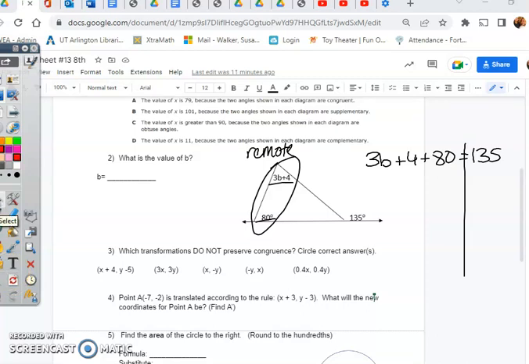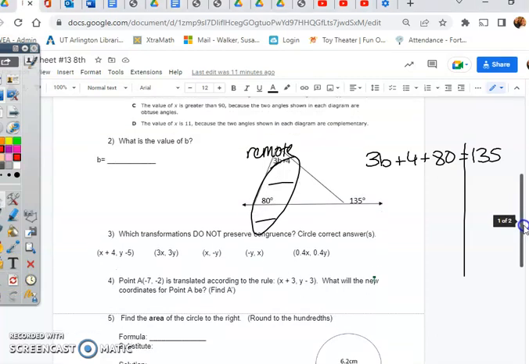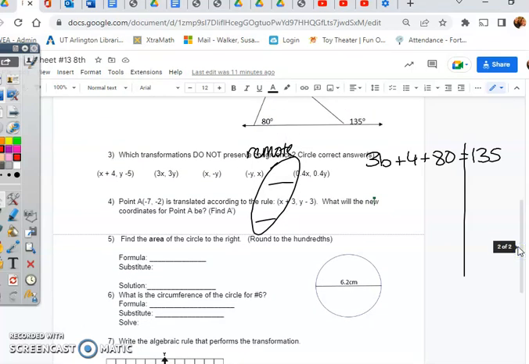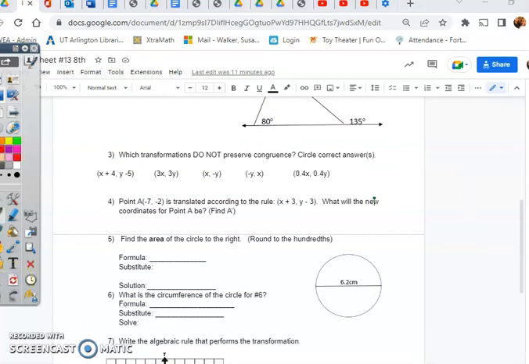Okay, number 3. Which transformations do not preserve, do not maintain congruence? So what this means is which ones change size. Okay? So remember the first 3 that we learned preserve congruence. So rotation, reflection, translation. Translation, reflection, rotation in order. So those do not change size. Those preserve congruence. Dilation is the one that changes size.